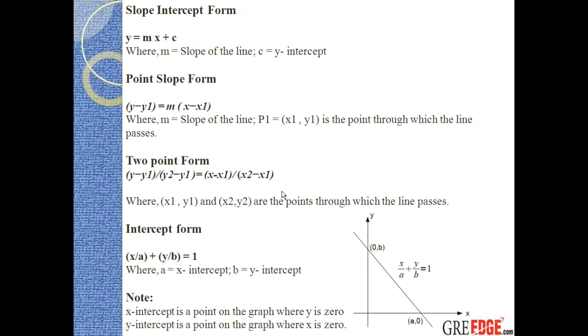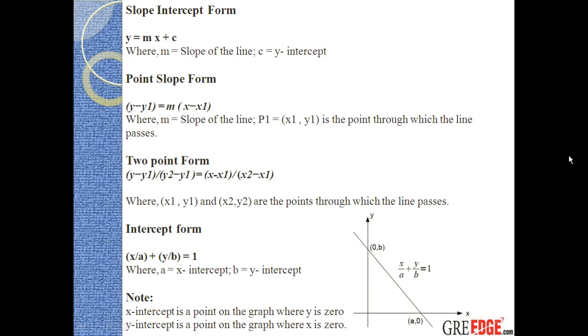Here we have various forms of representing the equation of a straight line. First one is the slope intercept form. If the slope of a line is given, that is m, and the y-intercept of the line is given, say c, then the equation can be written as y is equal to mx plus c. Next is point slope form. Here one point is given with the x coordinate and the y coordinate, x1 comma y1, and the slope m is given. Then the equation can be derived as y minus y1 equal to m into x minus x1.